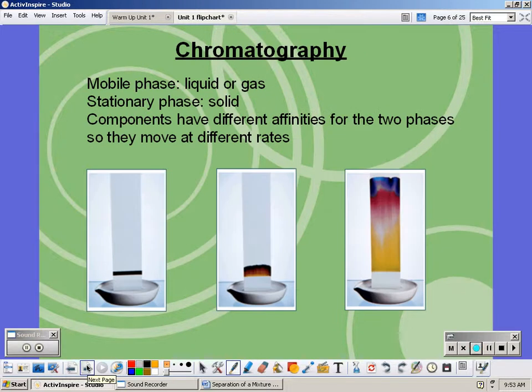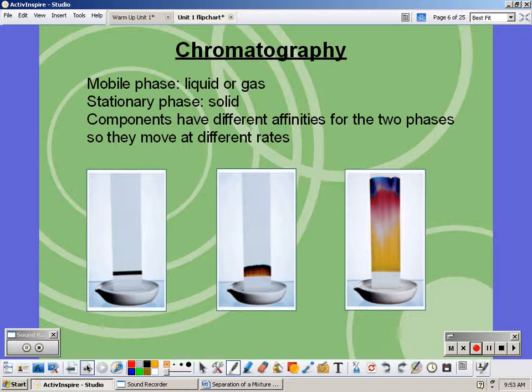Now, ways to separate out our matter in a mixture. You could use chromatography. Chromatography separates a liquid or a gas from the solid, or using a solid phase. So the components have different affinities for being a liquid or being a solid.